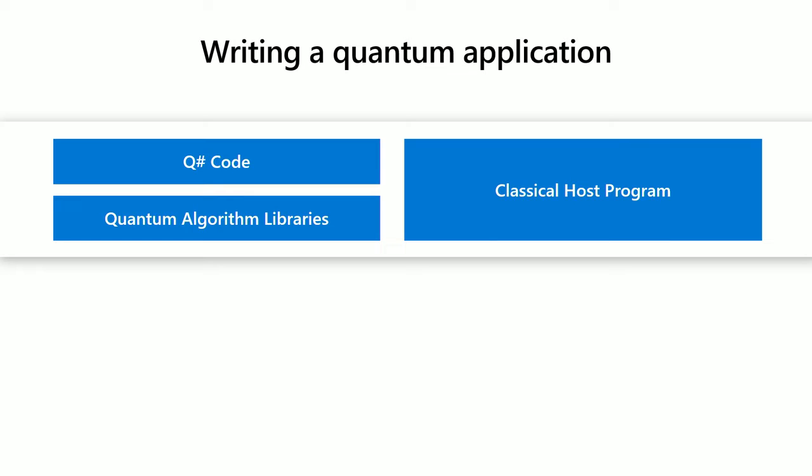But if you take a look at what's inside of it, there's a Q-sharp compiler, which is how you write the quantum code that will then get deployed onto the quantum computer itself. You have the classical host program.